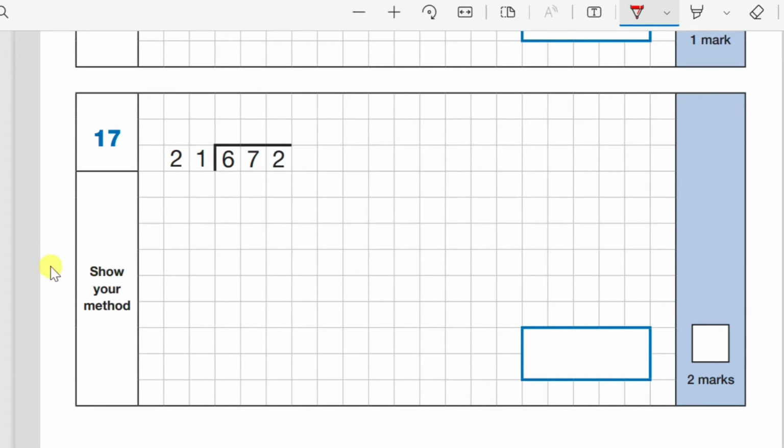But let's see what happens. Let's see what happens here. So first things first, how many times does 21 go into 6? Well, you can't, because the 6 is too small, so you cancel the 6 and put it over here. So now we've got 67.